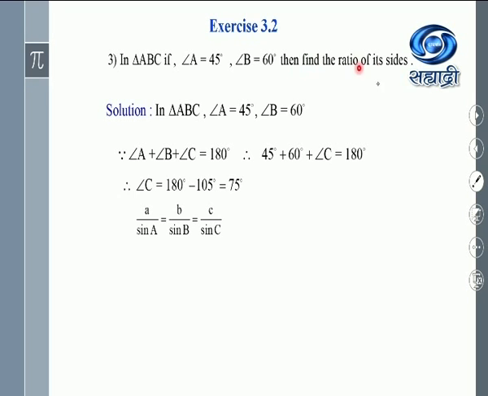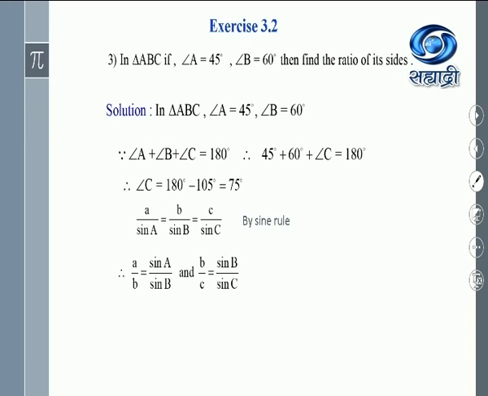Now, to find out the ratio of the sides, the sine rule is very, very important because the sine rule gives the ratio of the sides with the sine of their opposite angles. Sine means sine ratio of their opposite angles. So we have a upon sin A is equal to b upon sin B is equal to c upon sin C. Clear up to this? Now the next is, whatever rule you are using, that we will have to mention in the solution.